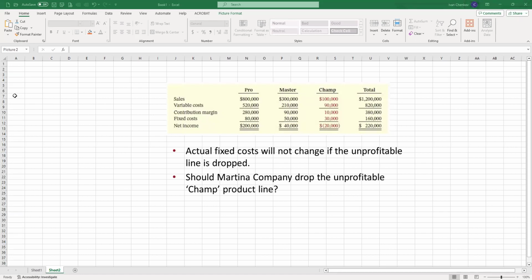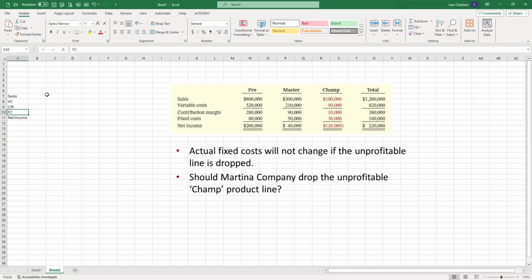So before we decide what to do, let's put this data here. It's not going to take me too long. I have the variable cost, contribution margin, fixed cost, and net income, correct? Yes, Professor. So let's see what's going to happen here. We have Pro, we have Master, and we have Champ. And we have Total.